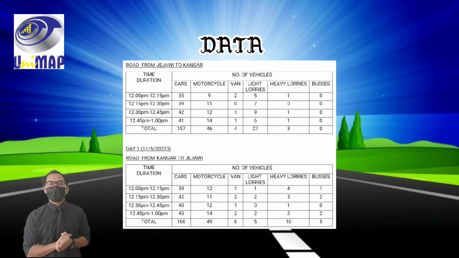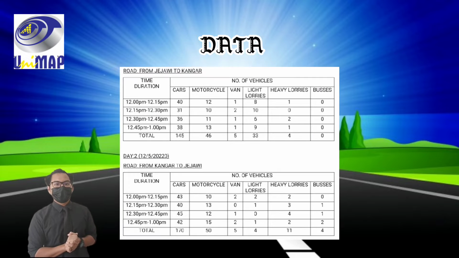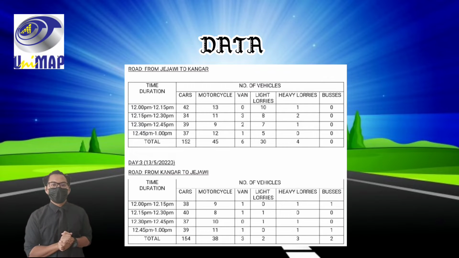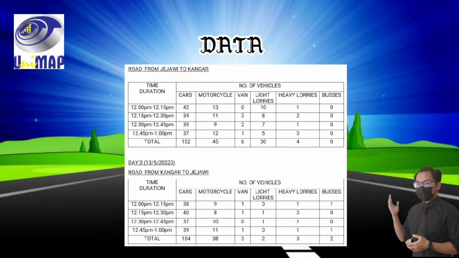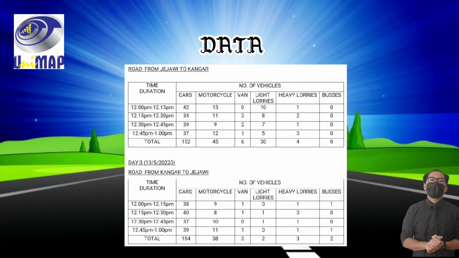For the data sheet, this is the data that we got from our survey: Day 1, Day 2 and Day 3. This table is from 12 pm to 1 pm for each direction, from Kangar to Jawi and from Jawi to Kangar. These are the items: cars, motorcycles, vans, lorries and buses.